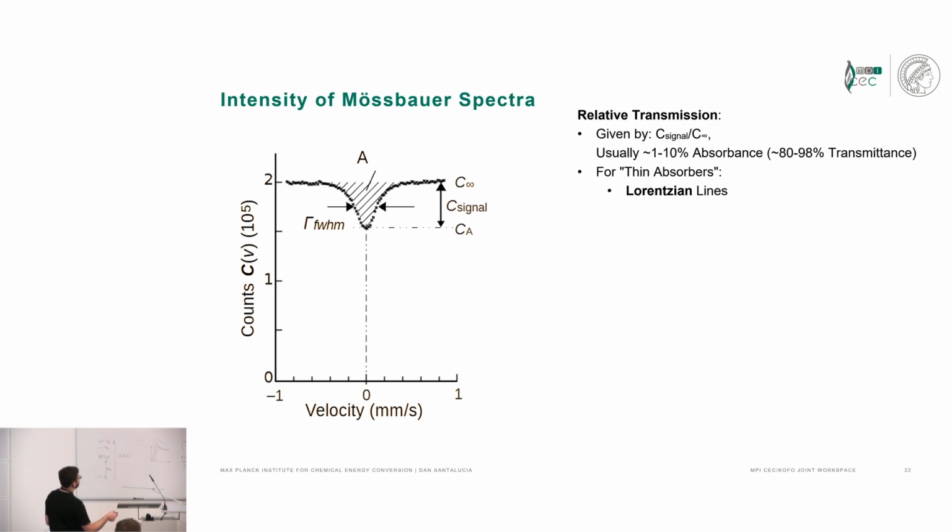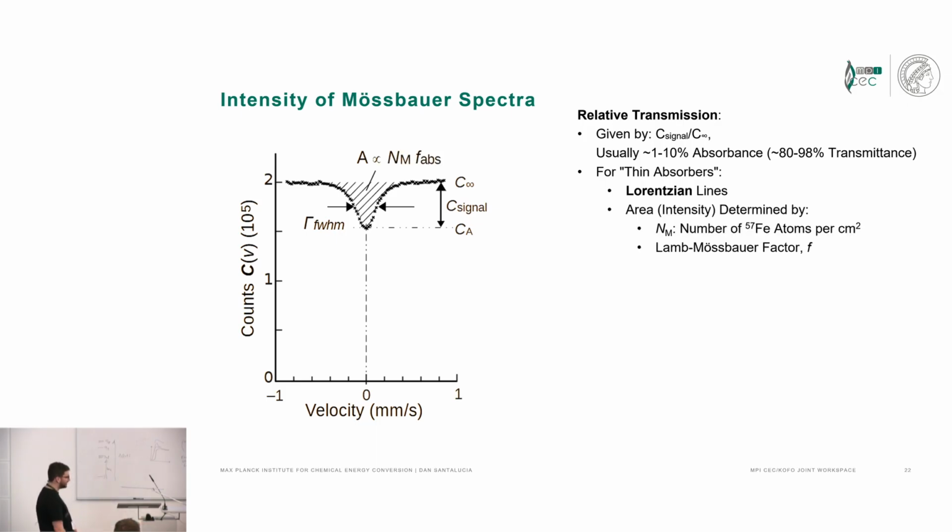Basically we think about normalizing this as the signal divided by the baseline, okay? And you usually see about 1 to 10% absorbance, so about 80 to 98% transmittance, since there's a logarithmic relationship between those two quantities. And I'm not going to open up this can of worms today, but we're going to deal with everything with what we call the thin absorber approximation and see that everything is a Lorentzian line width. You can get Gaussians or even pseudo-Voigt line widths if you've enriched your sample and increased what we call the thickness, but I don't want to talk about that today.